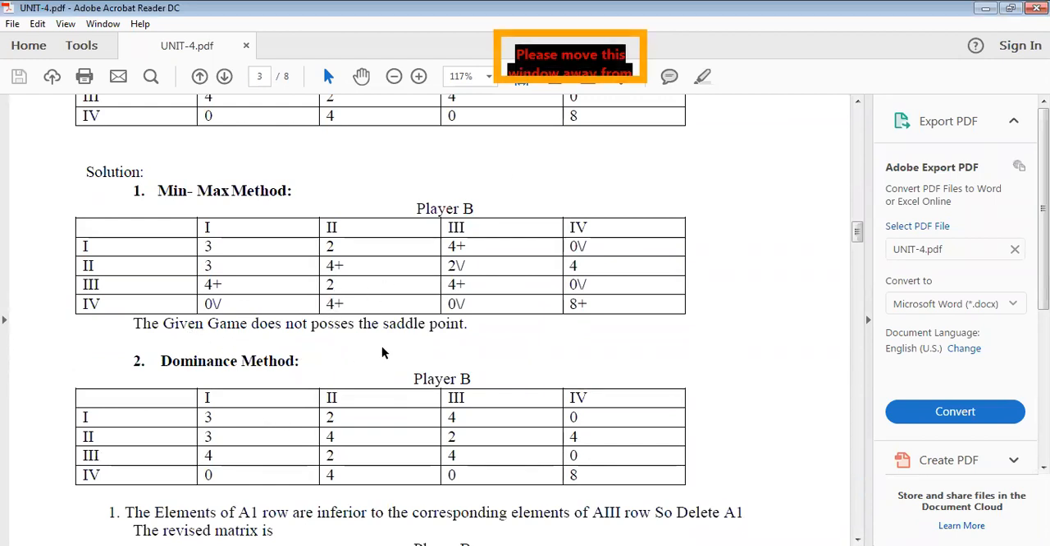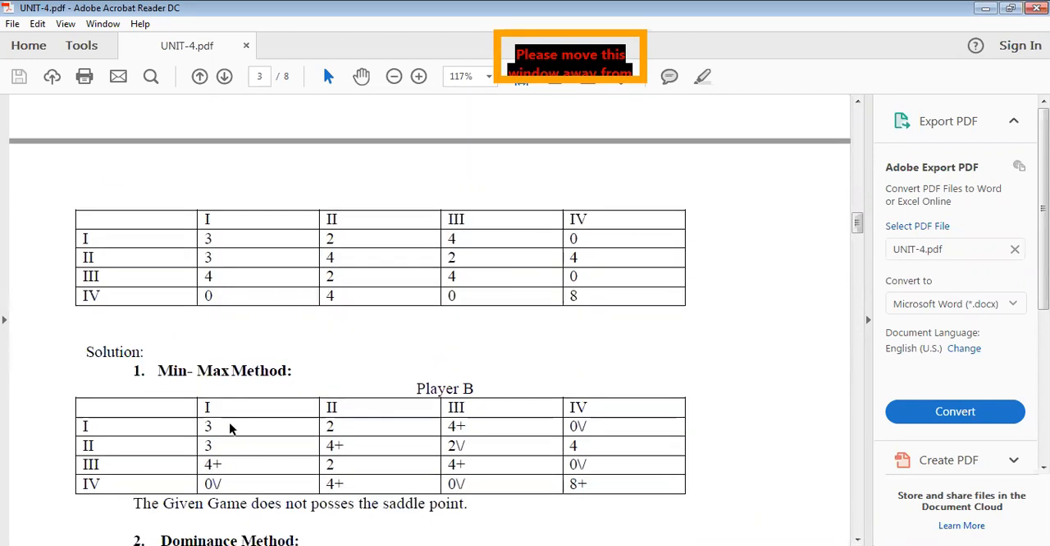The given game does not possess the saddle point. First of all, take up the first row. In the first row, 0 is minimum. In the second row, 2 is minimum, that's why it is marked. In the third row, 0 is minimum. In the fourth row, again 0 is minimum.